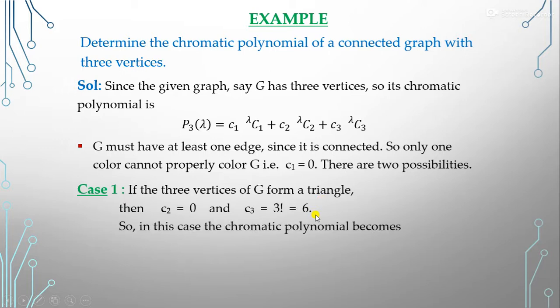So now what will be our characteristic polynomial? Our polynomial is P3(λ), C1 is 0, C2 is 0, so only C3 remains, that is factorial 3 times λ^(C3). When you solve it, you get λ^(C3) is λ(λ minus 1)(λ minus 2) upon factorial 3, so it will give λ(λ minus 1)(λ minus 2). So this is the characteristic polynomial of this graph which has three vertices, if they form a triangle.